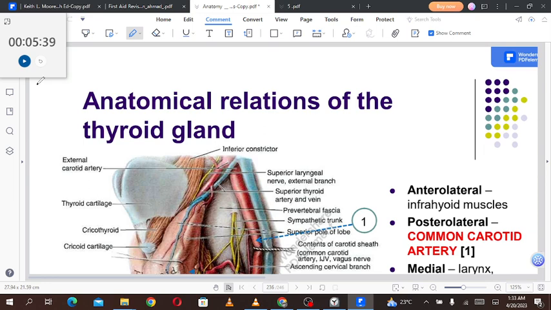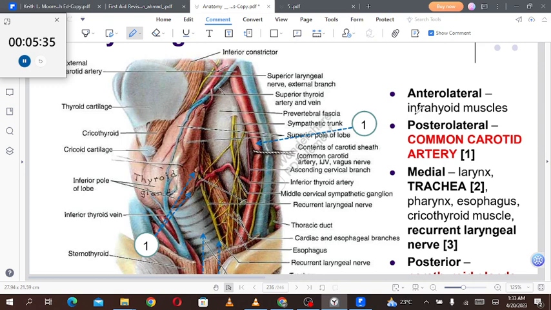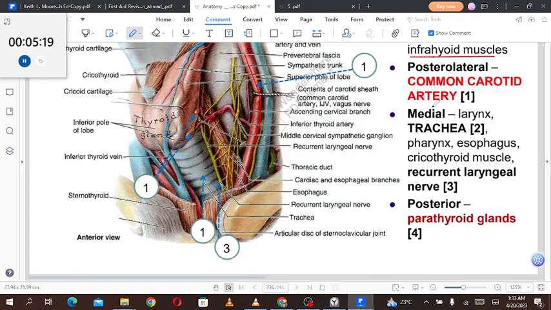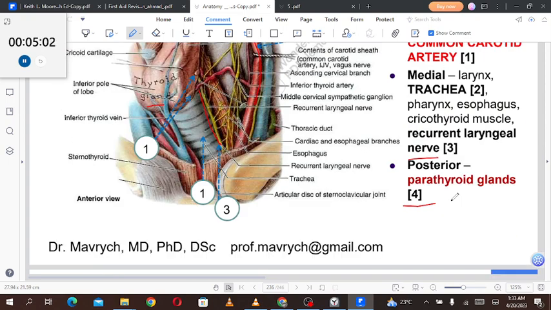Then we'll talk about the anatomical relationships of the thyroid gland. Anterolaterally, it has the infrahyoid muscles. Posterolaterally, the common carotid artery is present over here. Medial to the thyroid gland, we have the trachea, pharynx, esophagus, cricothyroid muscle, and the recurrent laryngeal nerve. This is the recurrent laryngeal nerve. Then posteriorly, we have the parathyroid glands. So these are the relationships.